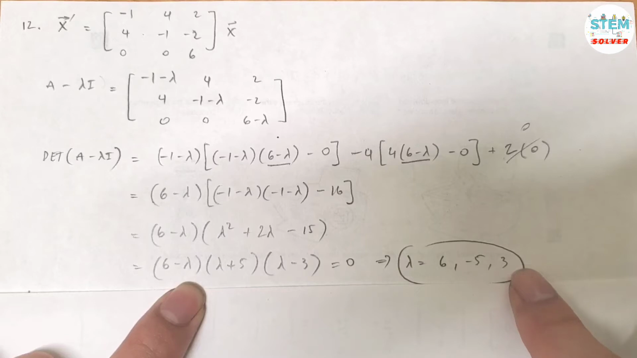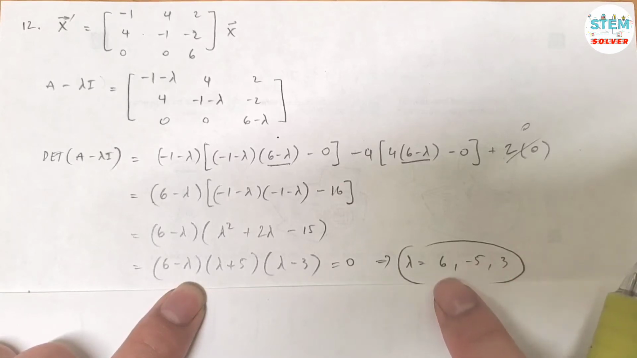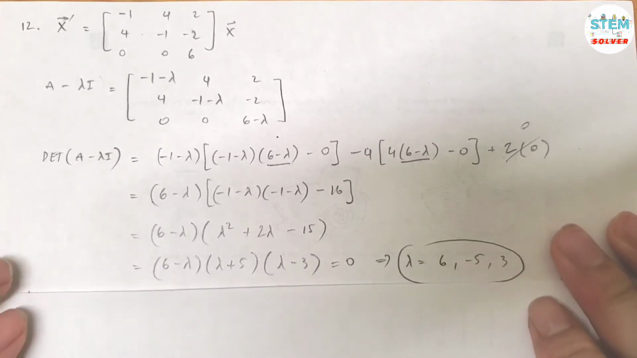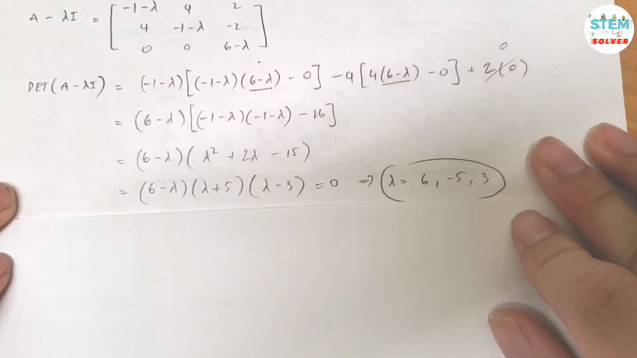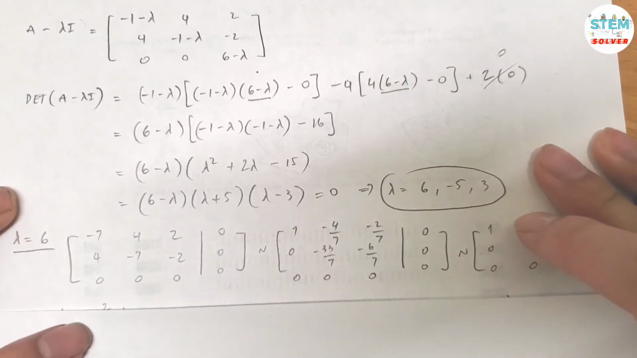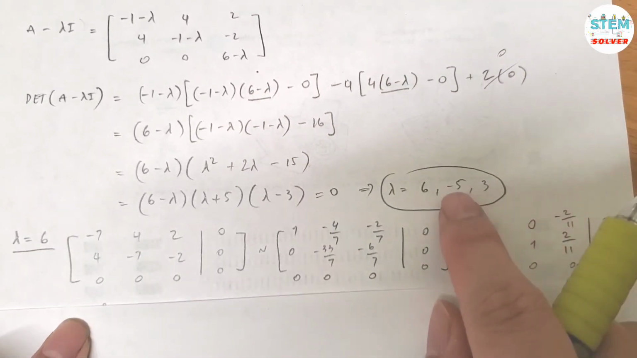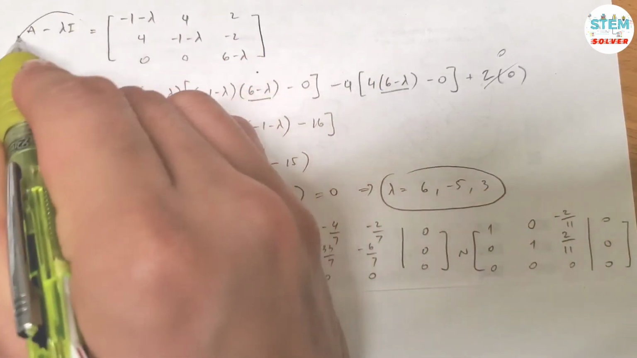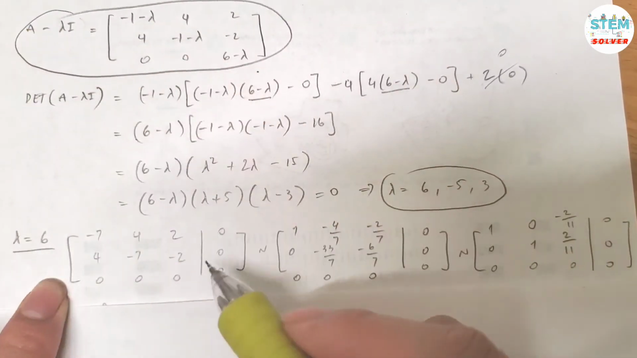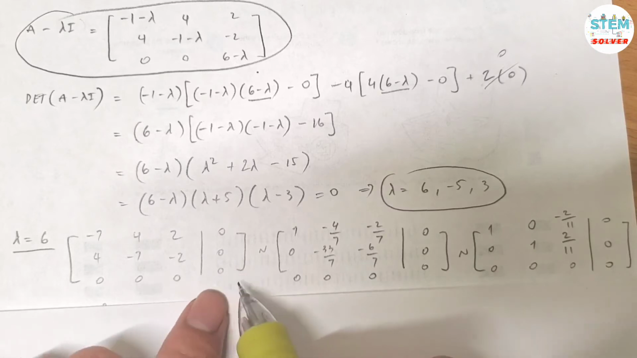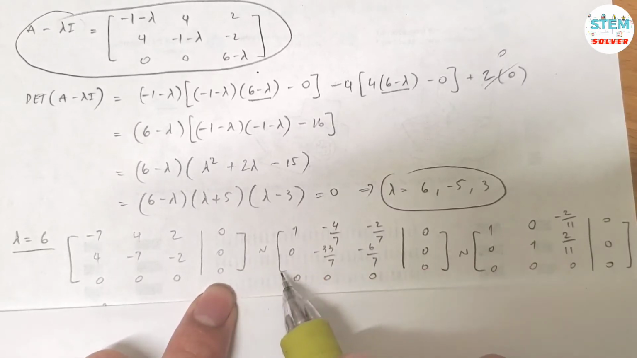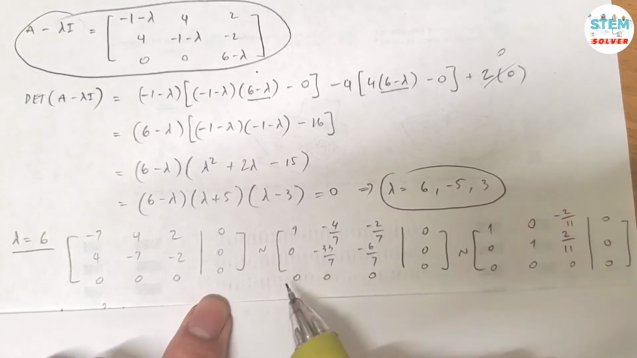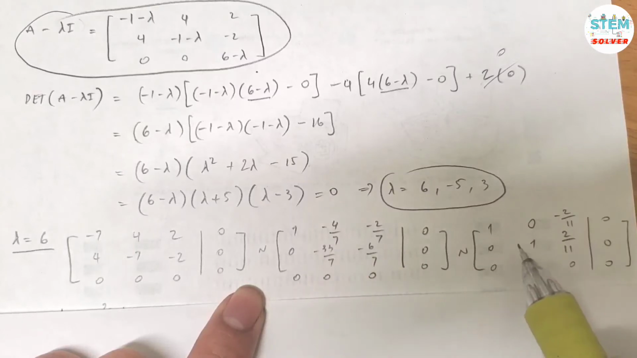So here are your eigenvalues. With each eigenvalue, you will get an eigenvector for it. So let's find out what those eigenvectors are. For lambda equals 6, plug it into this matrix. That gives you this matrix augmented with 0. Normally you would reduce it down to this base matrix, right?